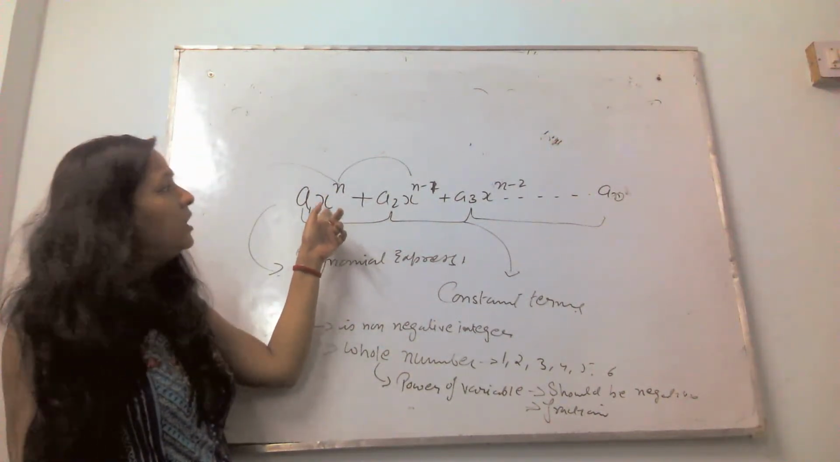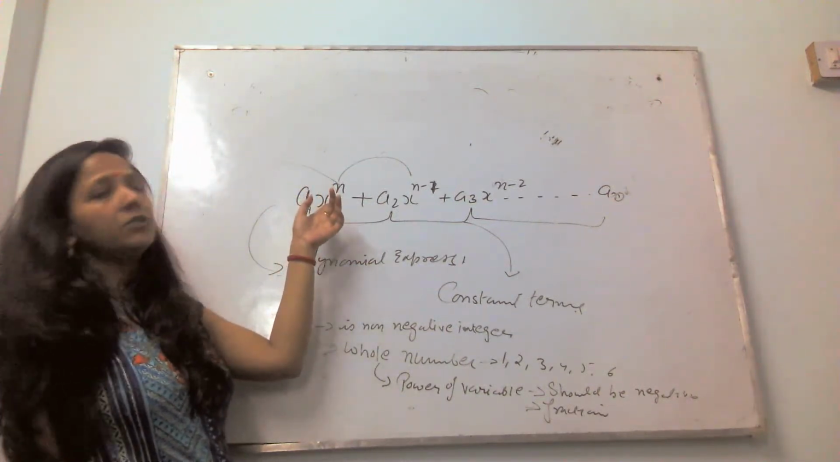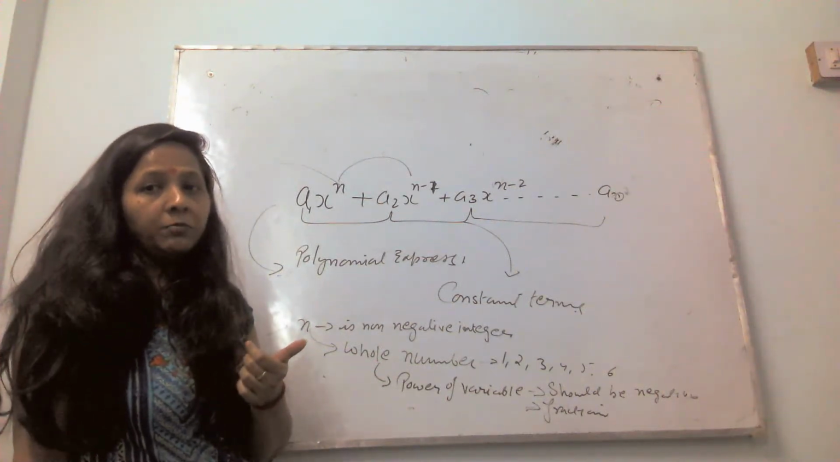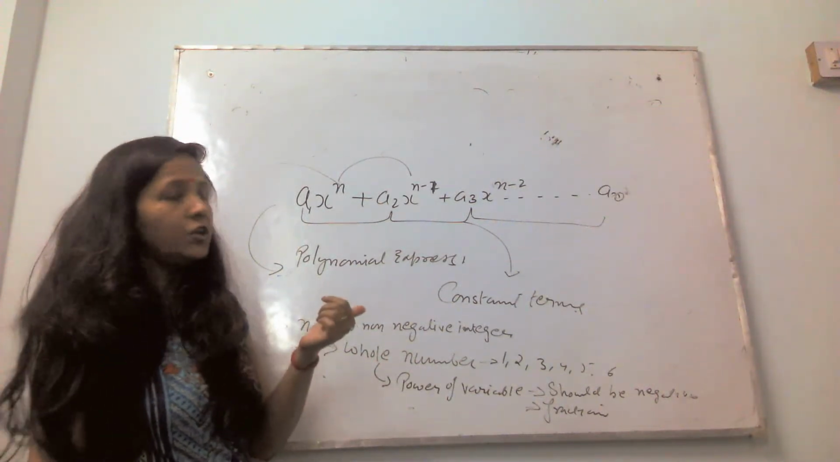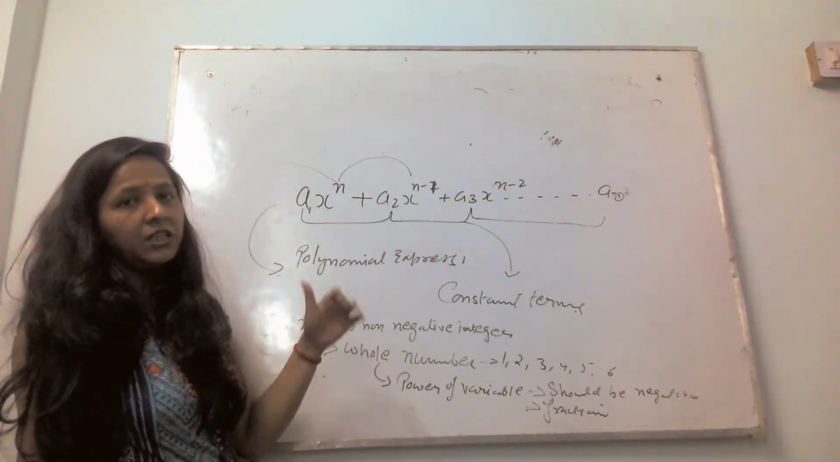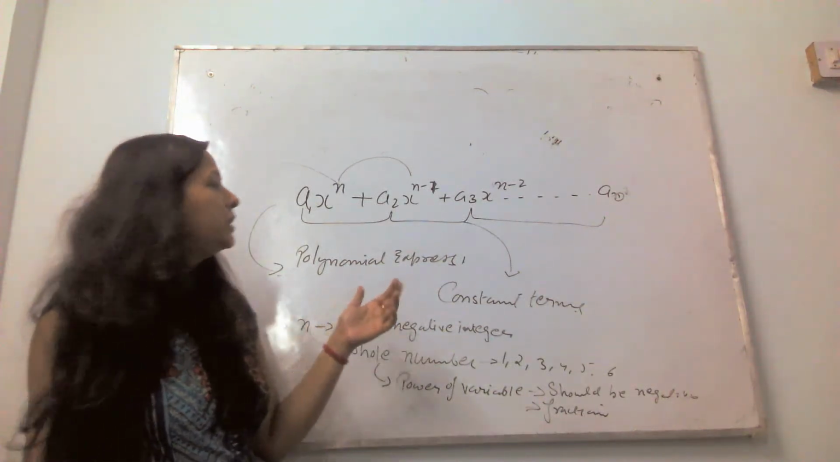It should be a whole number, meaning 1, 2, 3, 4. That means the power of x should not be negative, and it should not be a fraction. That is called a polynomial.